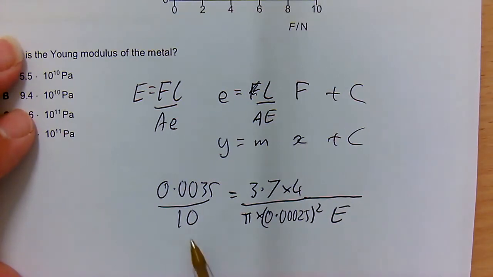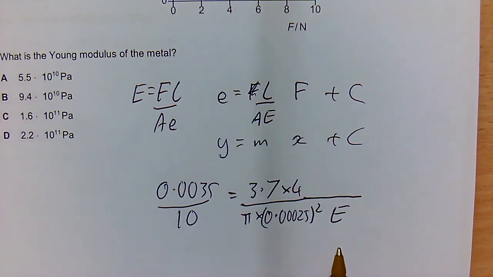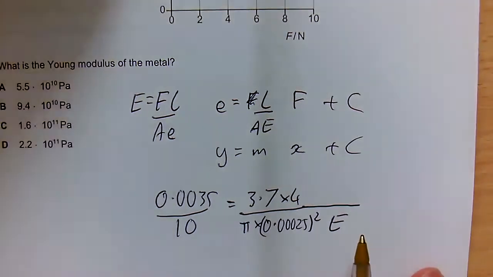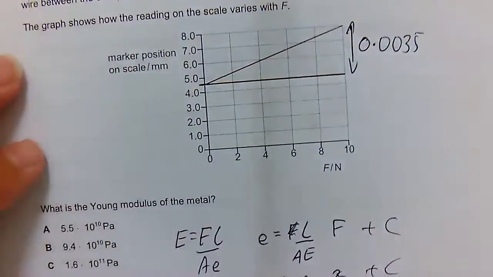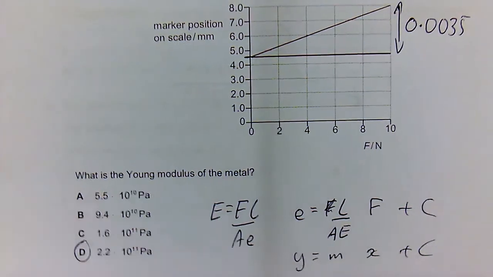Okay. And from there, there's actually a gradient. That's this expression here. So you can rearrange to make E the subject, plug the numbers in. That's fairly trivial. And the answer should come out to be, according to my notes, D, 2.2 times 10 to the power of 11 pascals.